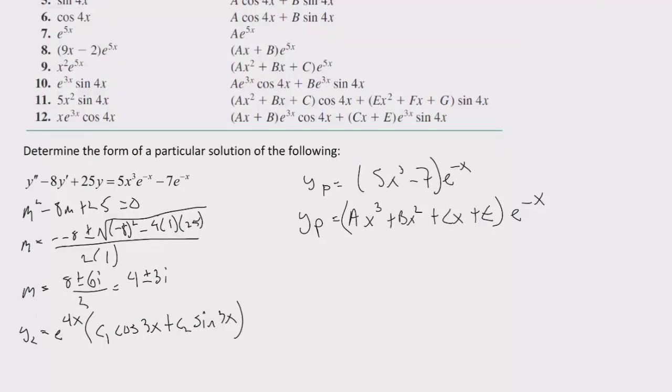Okay, and then notice our general format for the complementary and our general format for the particular have no overlap between them, so we're not worried about the case where we don't have an effective solution. Essentially, if we go through the mechanics of this problem, we'll be able to figure out what the coefficients A, B, C, and E are in this one. That was the task, to determine the particular form. Okay, so let's jump on to the next one.